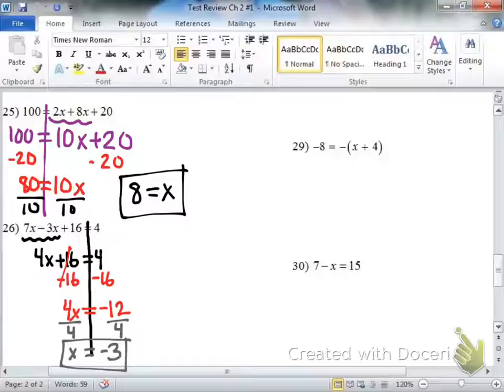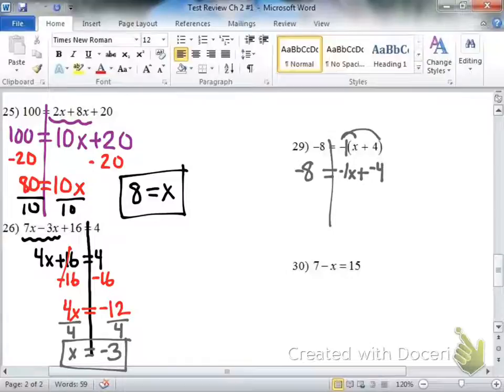All right, 29. What am I distributing? What is this? A 1, a negative 1. Good. So write a negative 1 there to help you out. Here's your line of equality. We are distributing a negative 1. So I still have the negative 8 equals negative 1 times x is just negative 1x, plus negative 1 times 4 is negative 4.